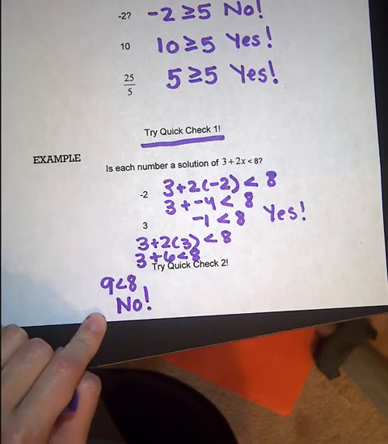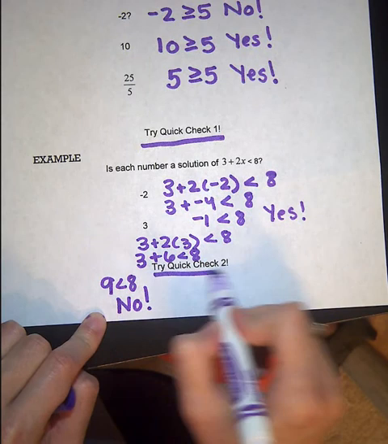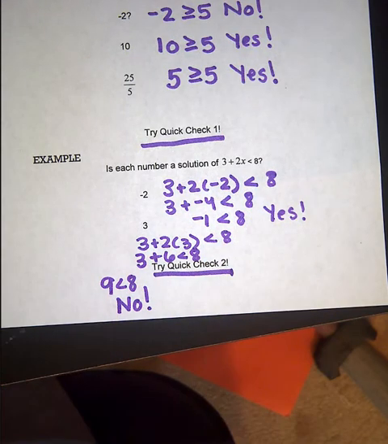So just like before, I want you to try quick check 2 now. Quick check 2 is on page 201, right up at the top. There's A through D. Do all of A through D. Hit pause. When you're done, I want you to hit play again, and then we'll check and see how you did.